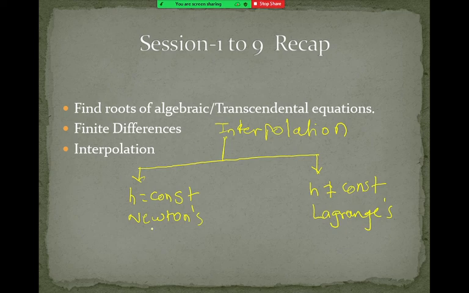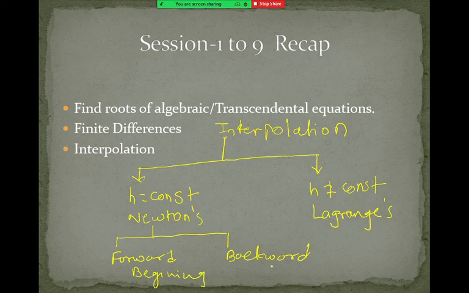Again, in Newton's interpolation, there are two parts: one is forward and another is backward. The forward interpolation we prefer when we have to interpolate at the beginning of the data. And if we have to interpolate the value of a function near the end of the data, we use backward interpolation. Is that clear? Any doubt in how to select which formula we should use?